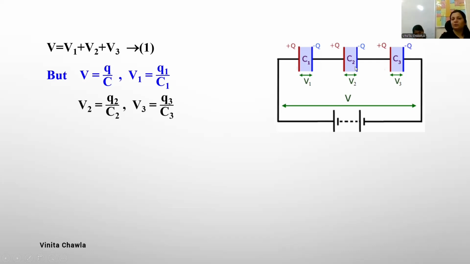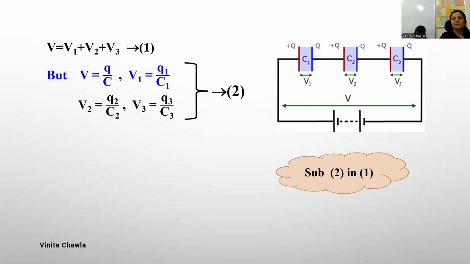V2 as Q by C2, and for the third capacitor, it is Q3 by C3. Now we will put all these values here in the first equation. What is C? It is the equivalent capacitance, which is the effective capacitance. Substitute all these terms in the first equation.